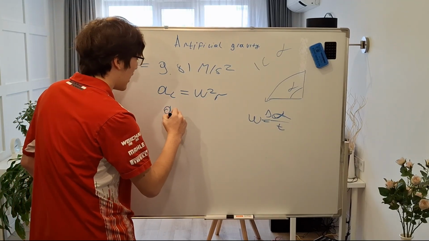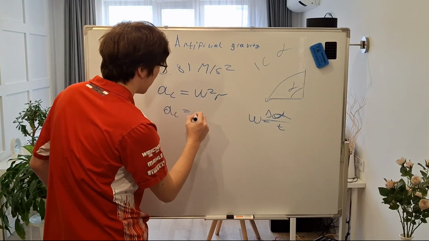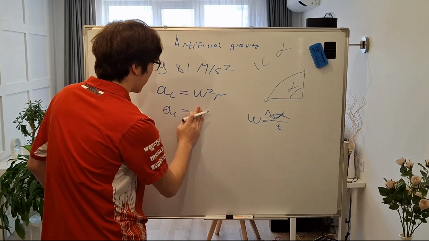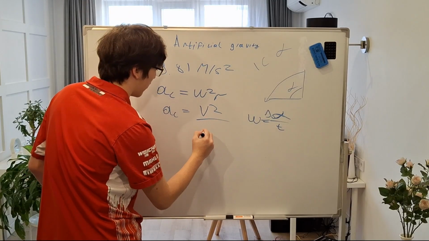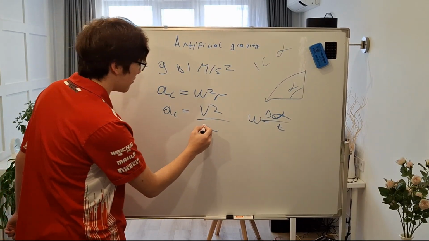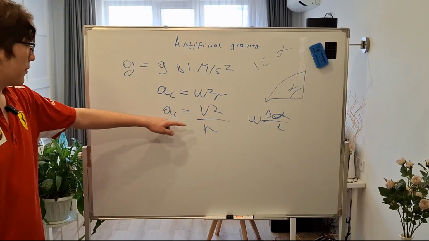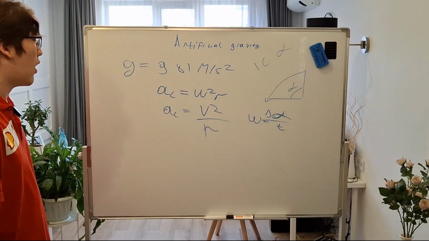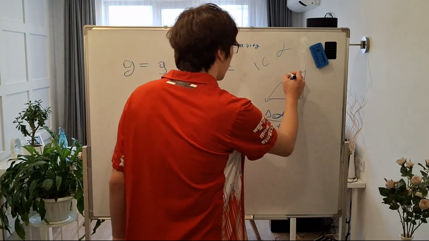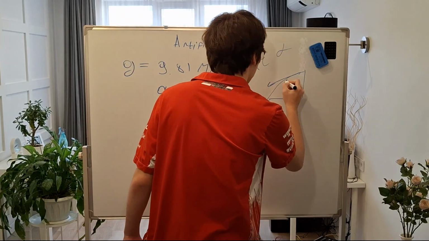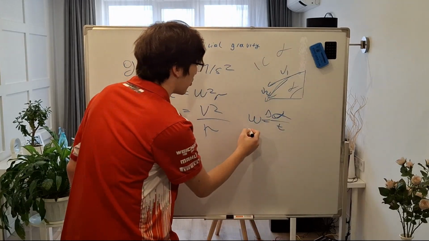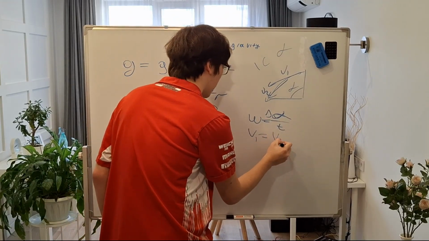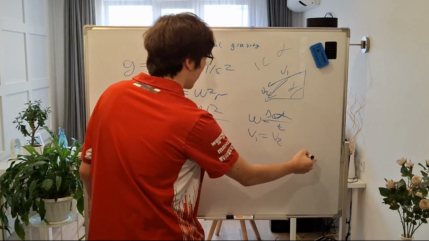Another formula for this equation is that centrifugal acceleration equals v squared divided by radius, where v is speed. The body also moves with some constant speed, with v1 and v2 equal to each other, because it's like this.